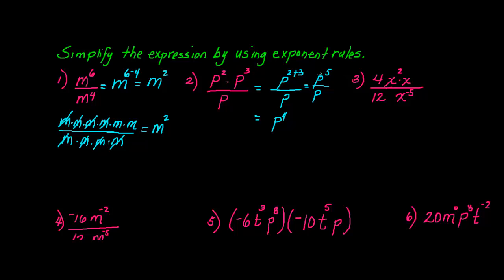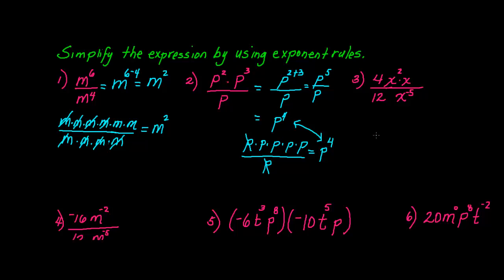Another way of seeing this is what we did here. We can write p times p times p times p times p, 5 p's, over p. Now we're able to cancel one p from the numerator with one from the denominator. How many p's are left in the numerator? P to the 4th power, which is exactly the same thing we got when we used the rule.